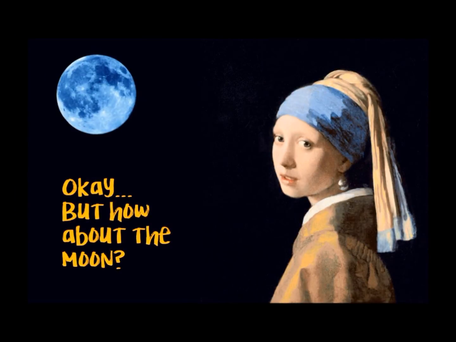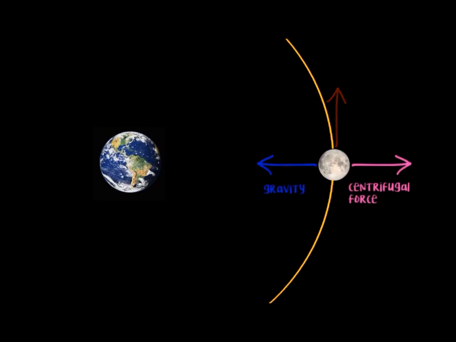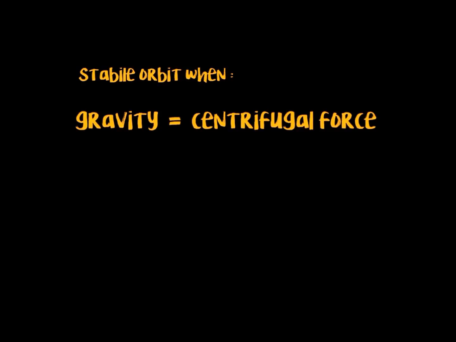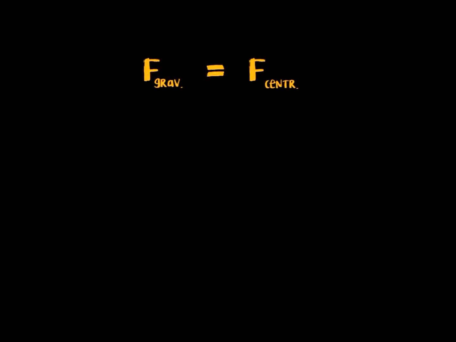Okay, but how about the Moon? Moon and Earth attract each other gravitationally. But the Moon does not fall down like the apple, because it orbits our Earth. For this orbit to be stable, we need a force that balances out the gravitational pull. This force is a centrifugal force, caused by inertia. When we set gravitational force equal to centrifugal force, as in a stable orbit, we can calculate the speed of the Moon in its orbit.